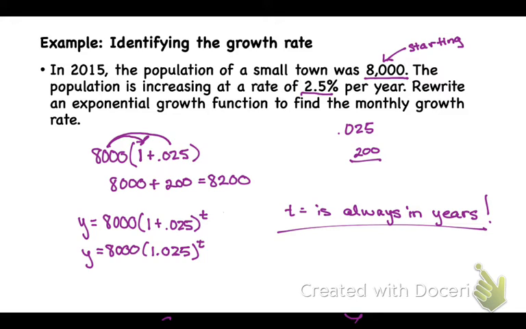So if your time is 6 months, what is your t? 1/2. Because 6 months is half of a year. If I want to know about 3 months, what is my t? 1/4. Make sense?